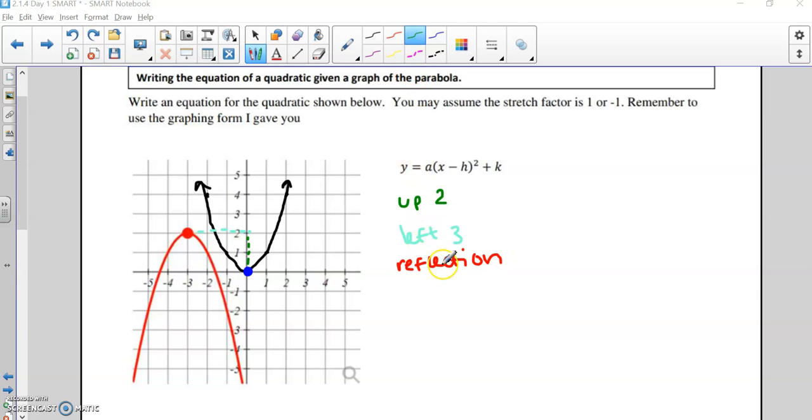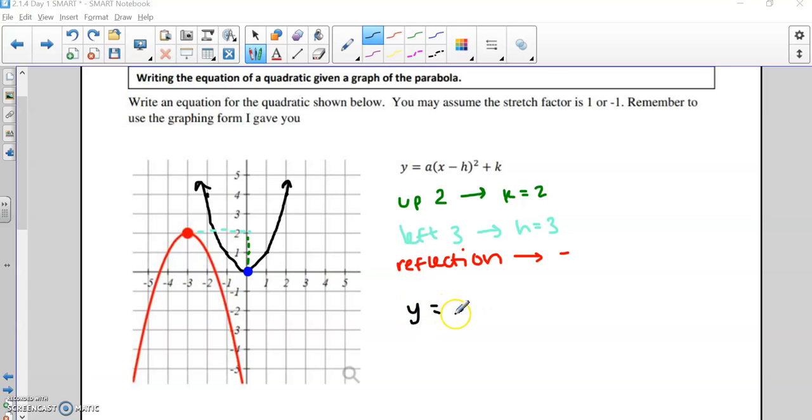Now, once you identify all these pieces, it also can be helpful to identify the letters that they identify with. So like up 2 means that we have a K value of 2. Left 3 means that we have an H value of +3, remember, because it's always opposite with H. Reflection just tells us we don't need a negative sign in our equation. Okay, so now we are ready to write our equation.